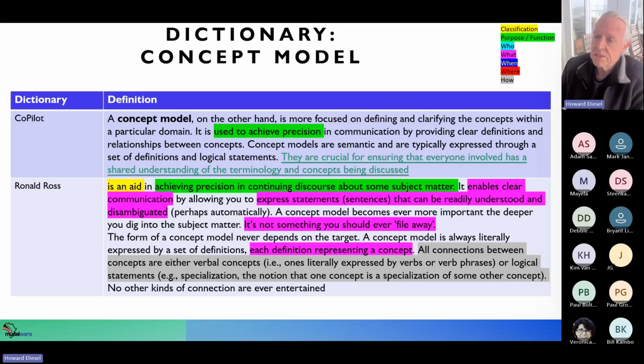Roland Ross defines it as an aid to achieve precision in a continuing discourse or discussion about some subject matter. You'll see every now and again they refer to this as a universe of discourse. So a subject area is a universe of discourse. It's a discussion about an area. Let's say marketing could be a subject area. Then we would build a concept model and a conceptual model to represent that universe. Roland Ross likes to get all of the terms defined even before he starts drawing the conceptual model. That's why in my flow of things, I get the concept model first, and then I get the conceptual model after conceptual modeling has taken place.